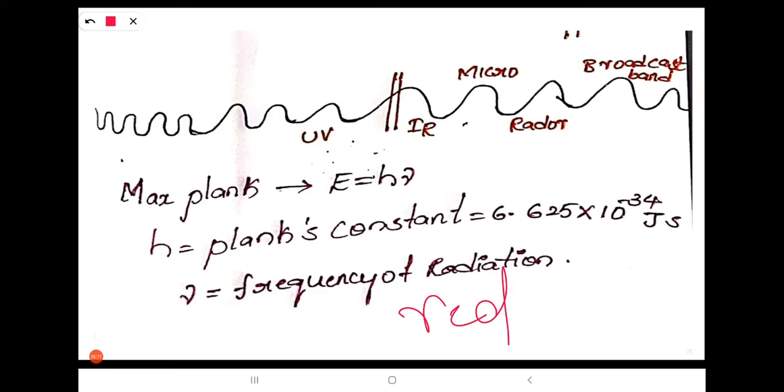So if one color is emitted, other colors are also emitted. But due to the higher intensity of one particular emitted color, here red, which has a greater wavelength, less energy and less frequency, the other colors cannot be observed.